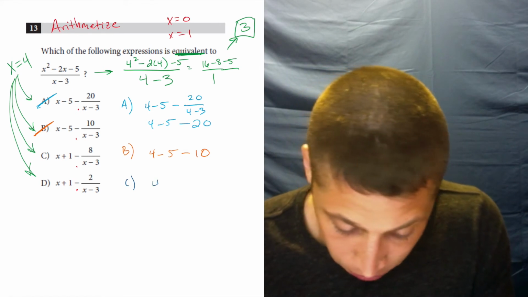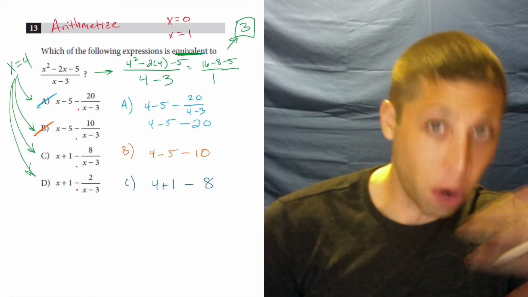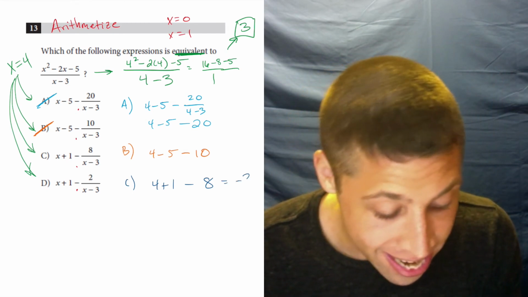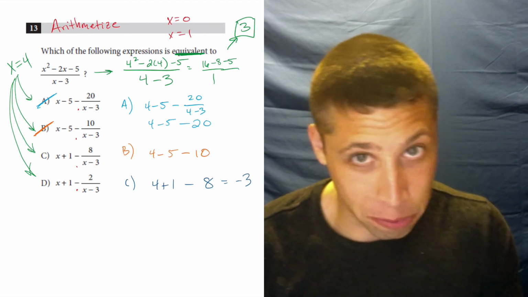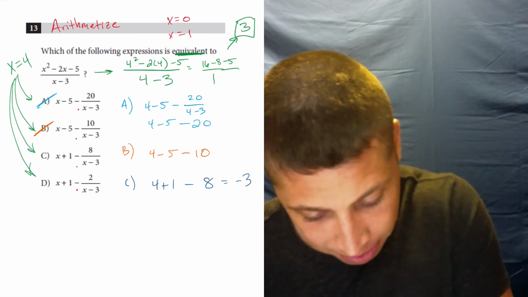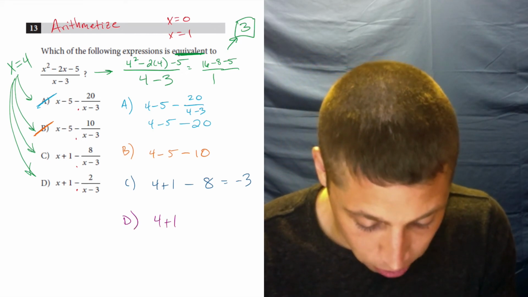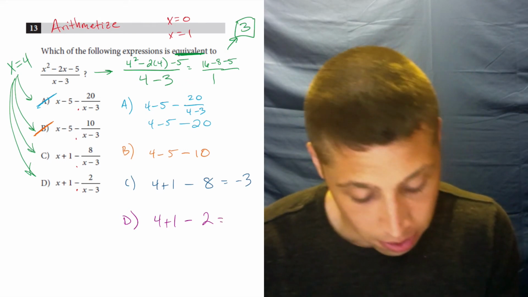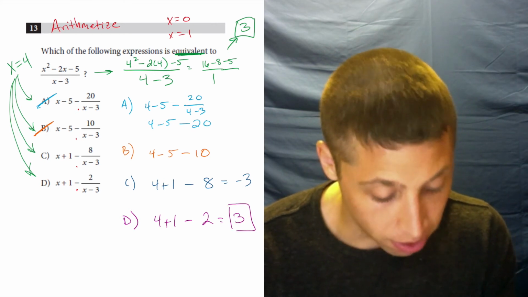C, 4 plus 1 minus 8 over 1, right? So 4 plus 1 is 5. 5 minus 8 is negative 3. We're getting close. Maybe, did I lose a negative somewhere in the beginning? But no, trust the work. Trust the work. D, 4 plus 1 minus 2 over 1. 4 plus 1 is 5. 5 minus 2 is 3.